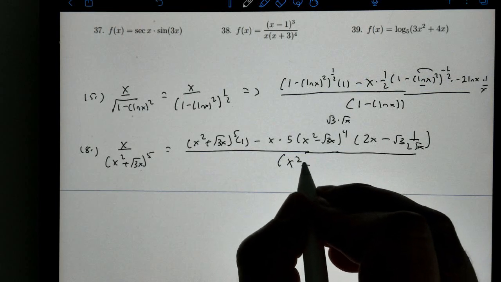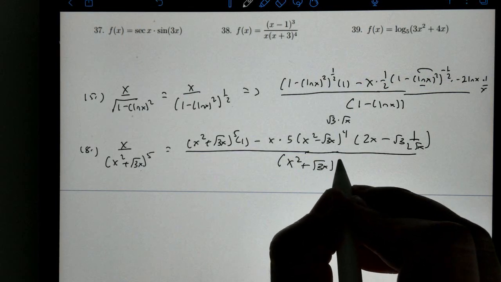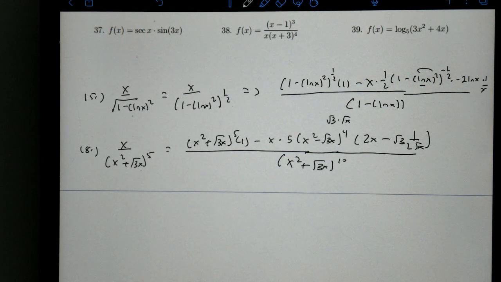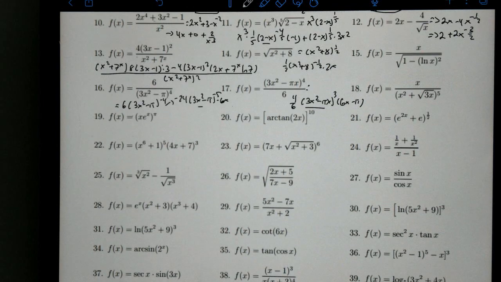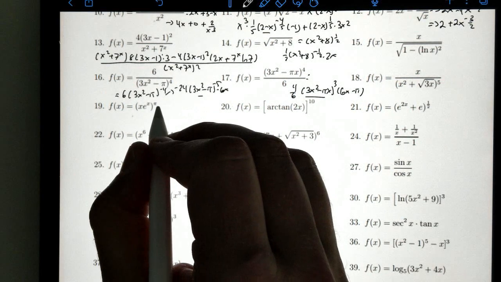X squared plus root 3x to the 10th. There's your derivative. There's number 18 for you. All right. Number 19. Look how fun we're doing. This one's not so bad. Okay, we get to the pi.